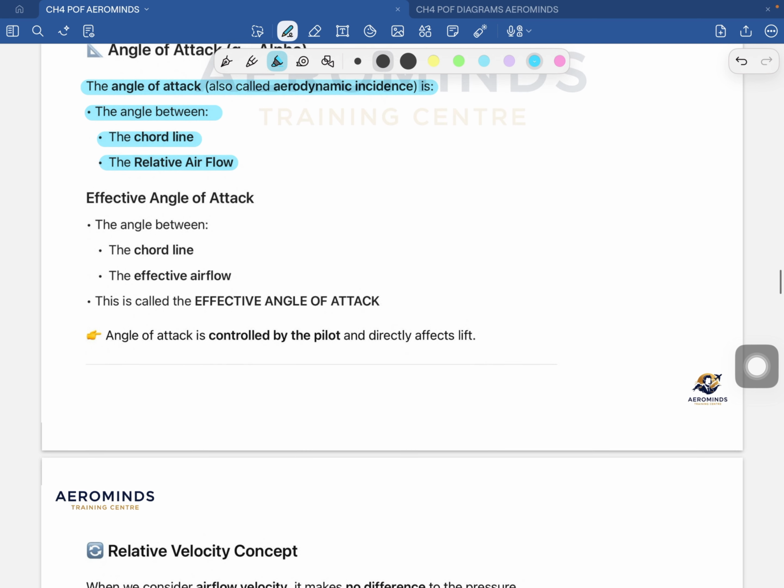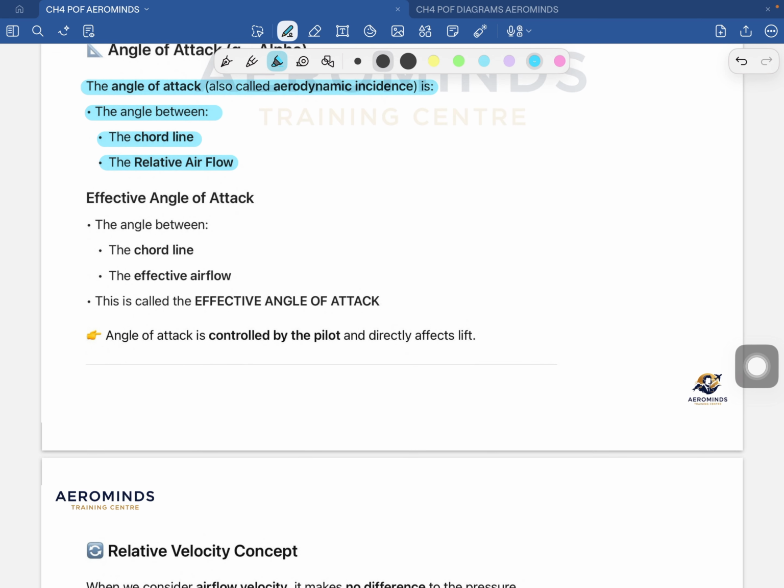And now we come to the effective angle of attack. Now effective angle of attack is slightly different but very important for understanding the real airflow. Effective angle of attack is the angle between the chord line and the effective airflow. Remember, earlier we discussed the effective airflow. Effective airflow is the airflow that is actually acting on the wing after being disturbed by the aircraft's motion, downwash or any wing shape.